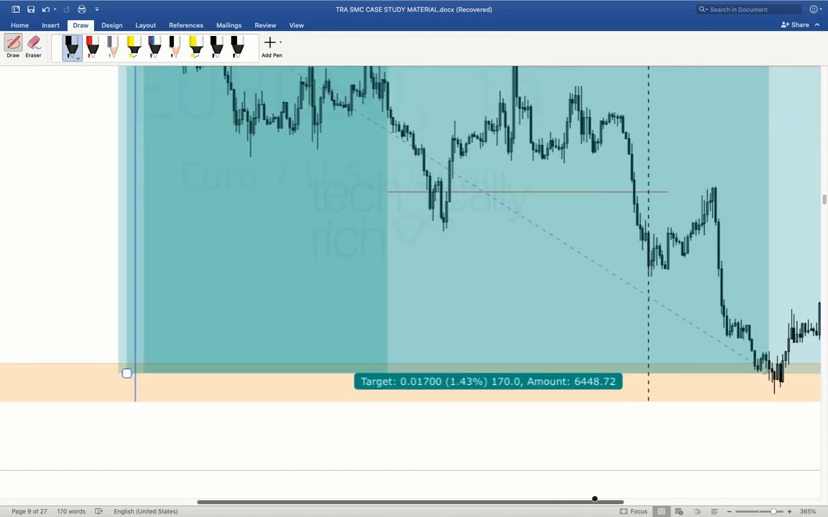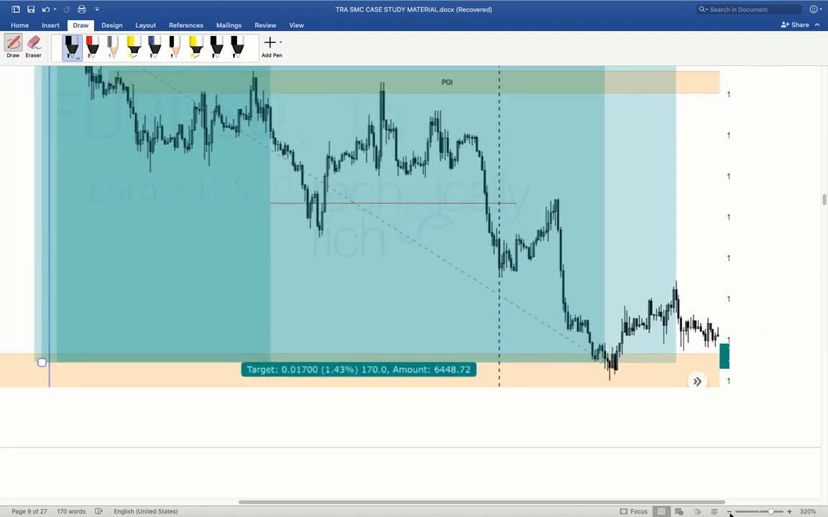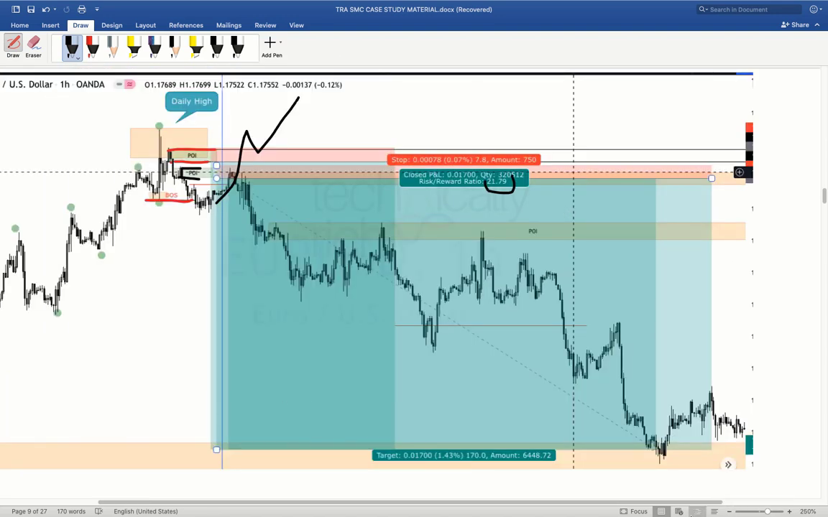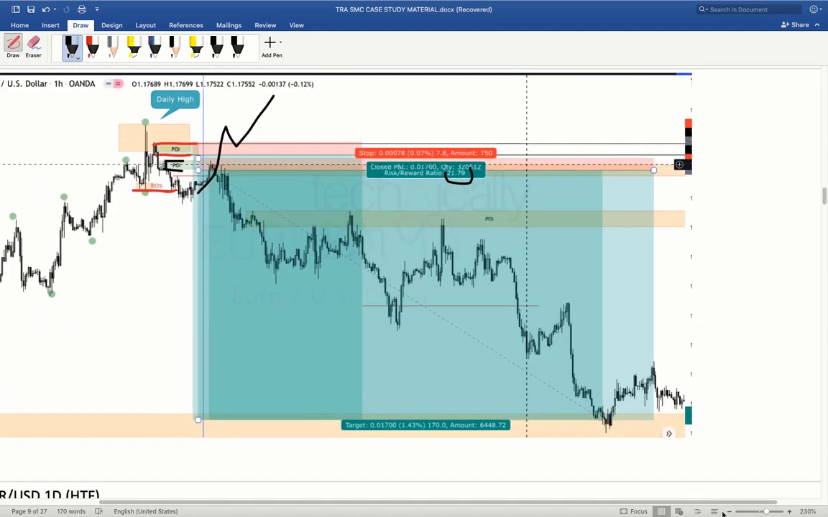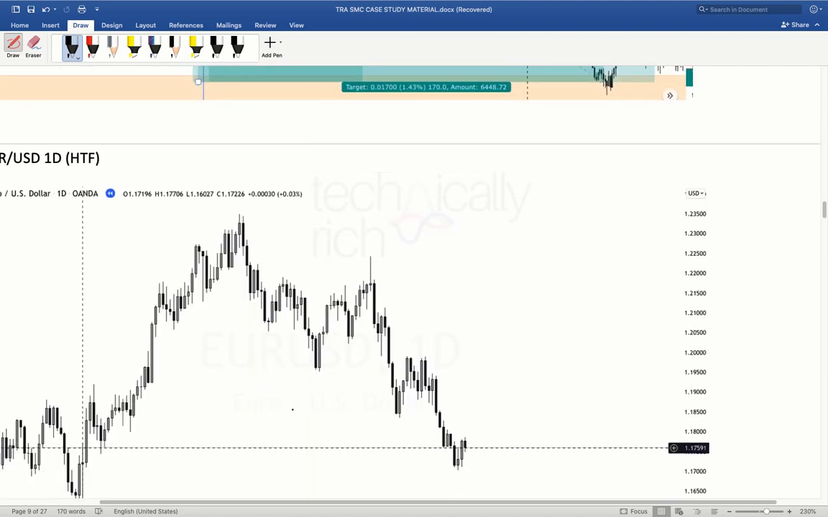And what happened? The market hit this target very well. It would have been a very nice trade, right? It would have been a very nice trade. Okay, so now let's see another example again.